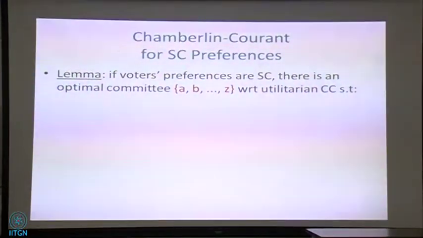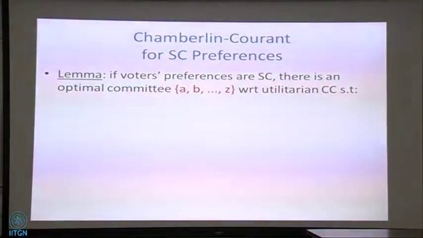Okay, so let me backtrack a bit. Now I'm talking about utilitarian Chamberlin-Courant and single-crossing preferences, and again I want to compute an optimal committee. The claim is that there exists, again, a polynomial time algorithm. So let me first state a lemma, which will be very similar to the lemma we proved in the tutorial, and then let me state the theorem.